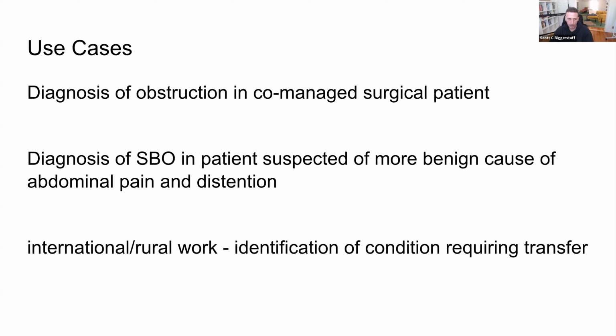But I think also it could aid in the early diagnosis of an obstruction in a patient with a suspected benign cause of abdominal pain and distension. And things to pay attention to there, obviously, are going to be someone with a history of abdominal surgery. So a kid that had had a surgery as a neonate for some reason, or had like an abdominal thing removed, and now they're coming in with this nausea and vomiting. And then again, international rural work, identification of something that's going to require transfer for surgical management.